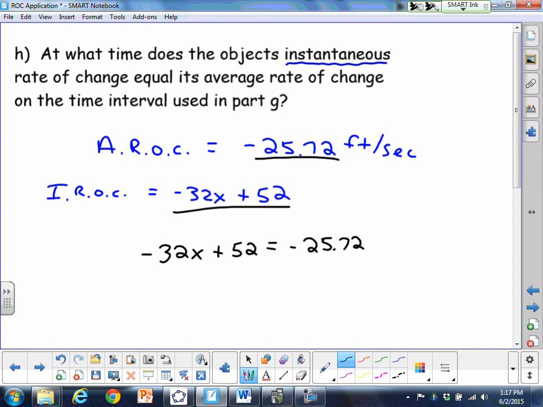So we could start out by subtracting the 52 and dividing by negative 32. There are a couple of steps in there, but again, just solve it like a normal equation. I'm getting around 2.43 seconds, roughly.